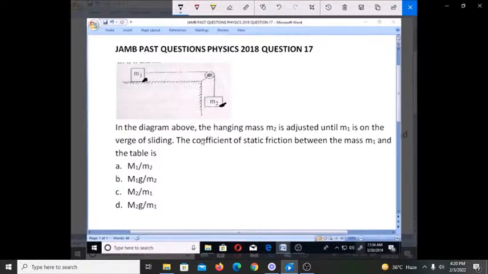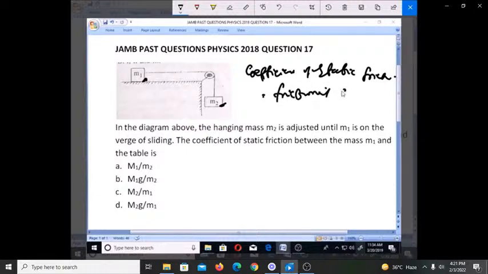So how do we go about solving this? Question number 17. In order to be able to appreciate this question, we need to understand what coefficient of static friction is. Coefficient of static friction is actually the frictional force F all over the normal force R. So that is what coefficient of static friction is.